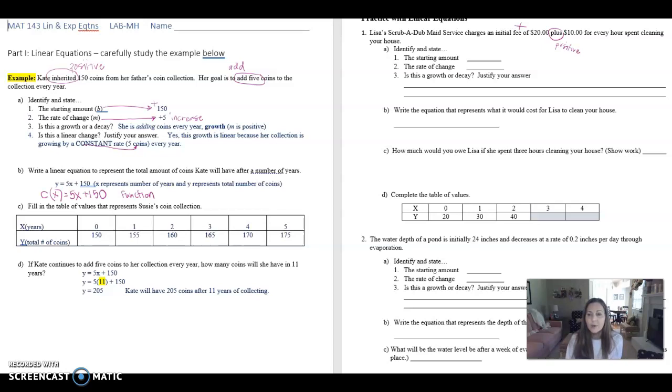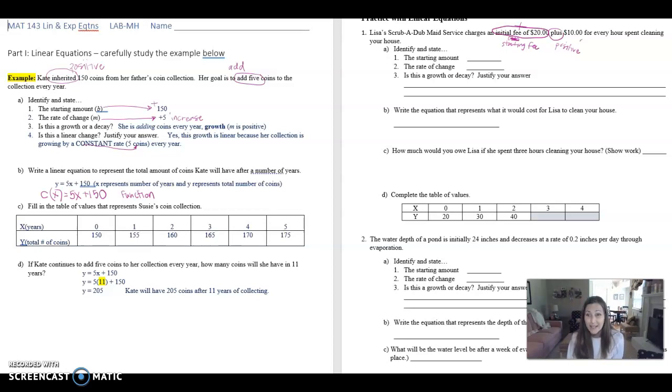Now, this number right here, this is your constant. The initial, oh, I'm sorry, scratch that out. This is your initial fee. This is your starting fee. That's what I meant to write, excuse me. This is your starting fee. Every single person that hires Scrub-a-Dub to clean their house is going to pay $20, okay? No matter how big or small the house is. But this number is the number that changes.